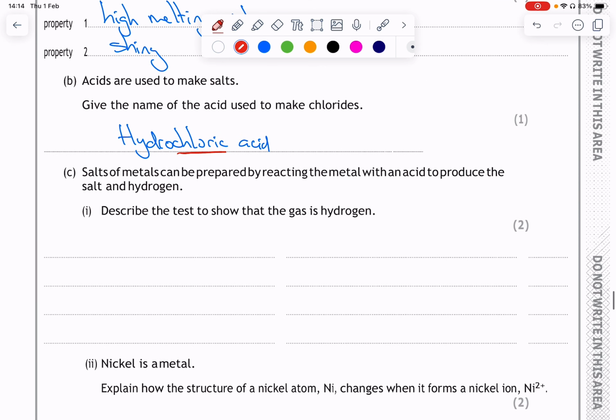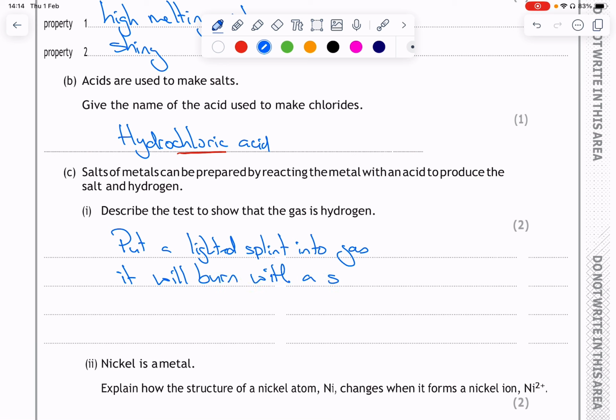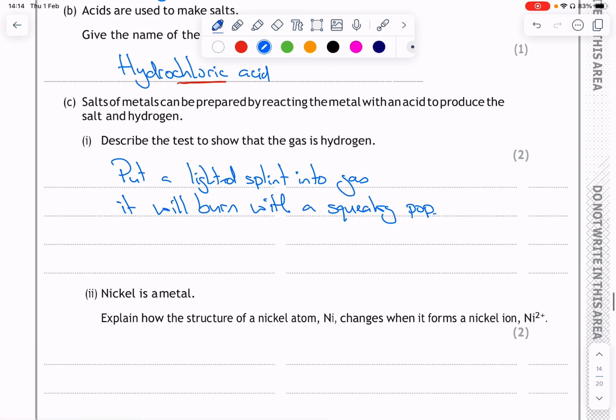Test for hydrogen. So what we have to do is we put a lighted splint into the gas, and if it's hydrogen, it will burn with a squeaky pop. So it's the squeaky pop test. You can't say just squeaky pop test. You have to explain it as we've done here, saying it'll burn with a squeaky pop.